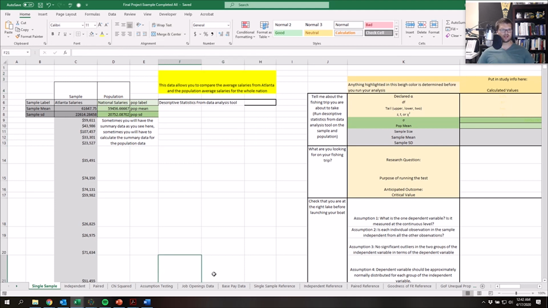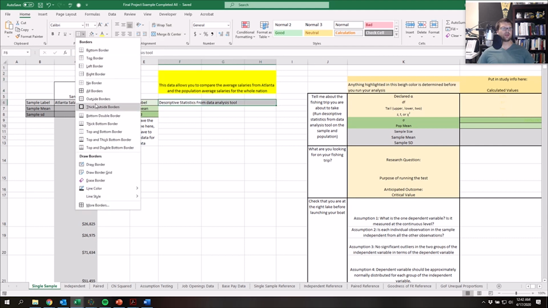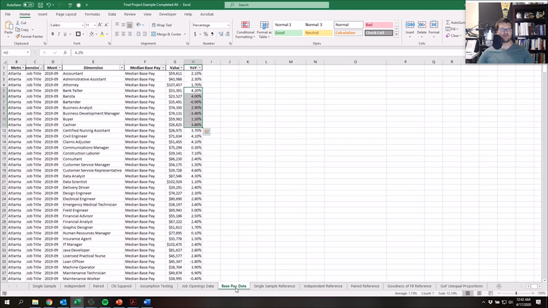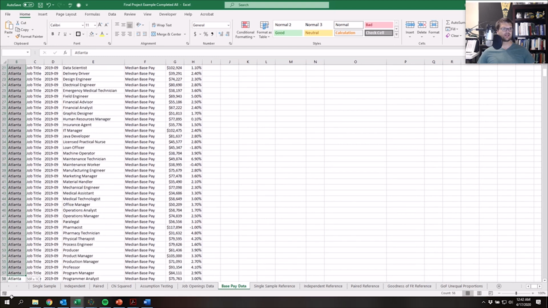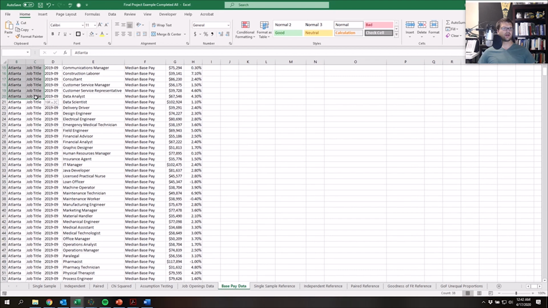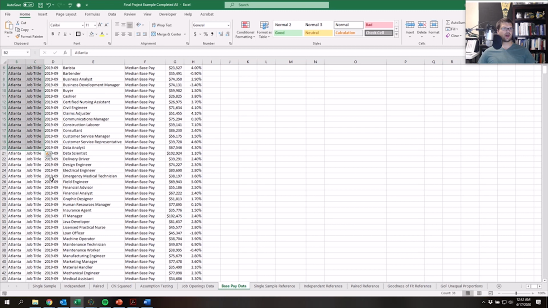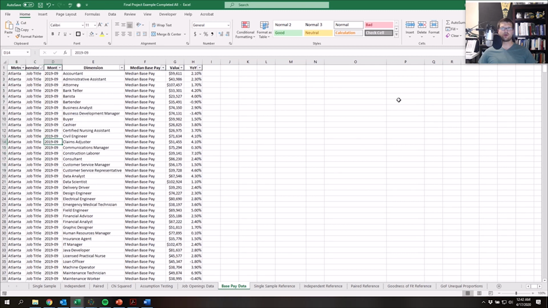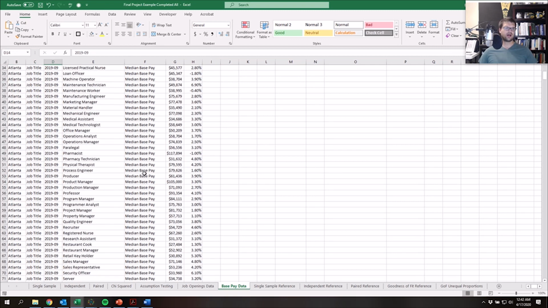And just so that you guys can see the actual data, I think I have it here somewhere. Yes, I have it right here. This data allows you to compare the average salaries from Atlanta and the population average salaries of the whole nation. So right down here we have the base pay data. We've got all of the Atlanta salaries, and then we also have the salaries for the entire nation as well.